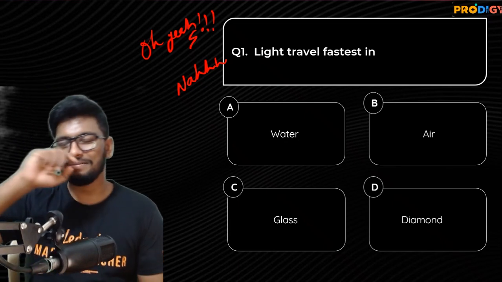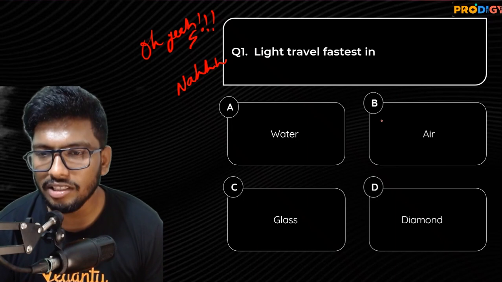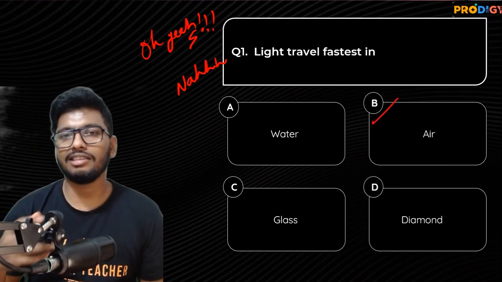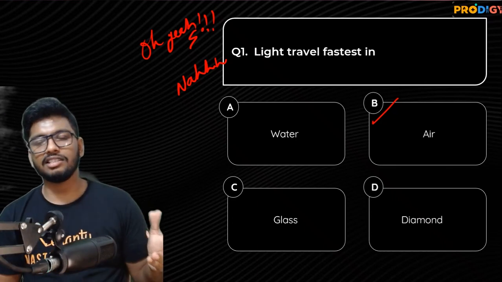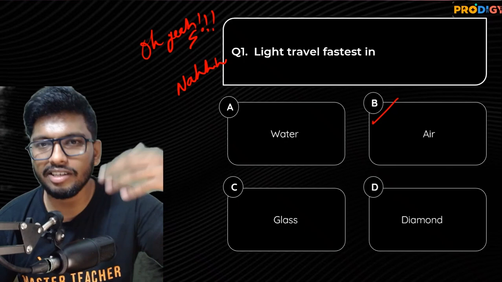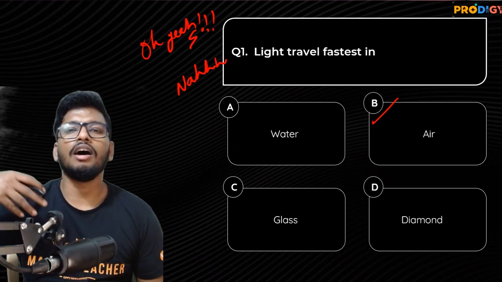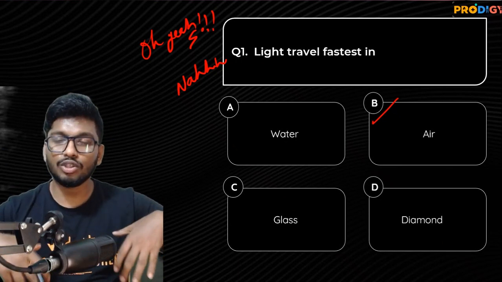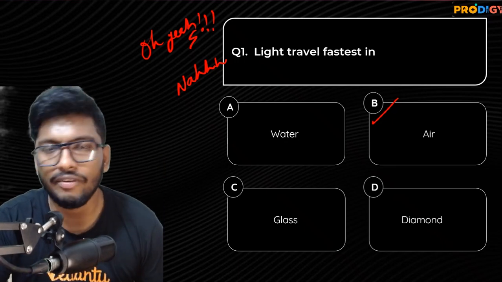All right. So here's the question. Light travels fastest in which of these, guys? Water, air, glass, or diamond? It is air, guys. Air has very low density. It's a comparatively rarer medium, which means the density is less. And so, guys, the speed of light is very fast in air, close to 299,000 kilometers per second. In water, it's a little slower. In glass, it's even slower. In diamond, it is the slowest of all of these.